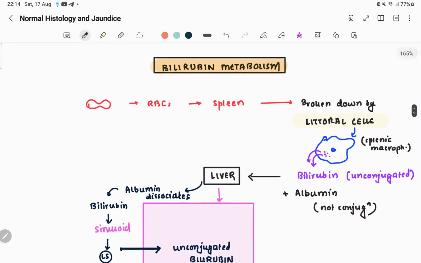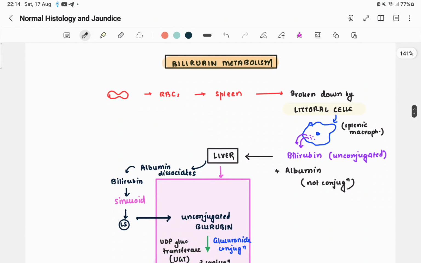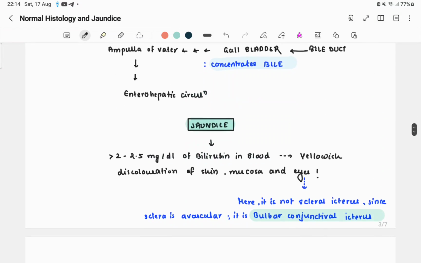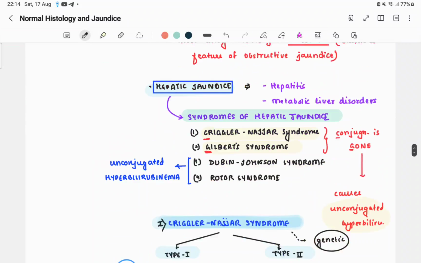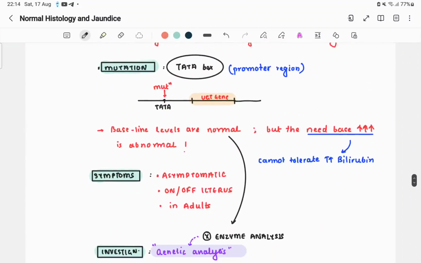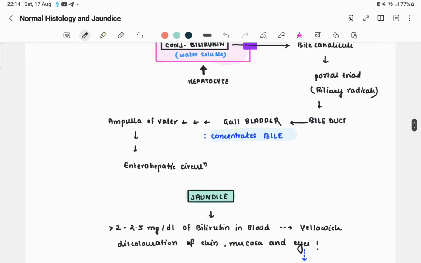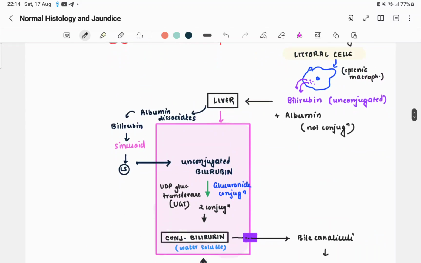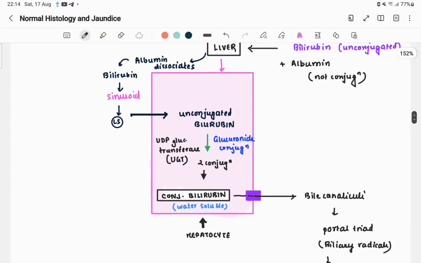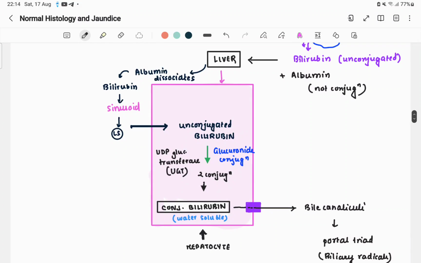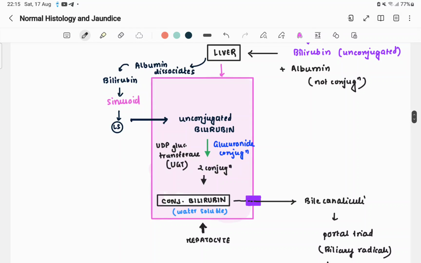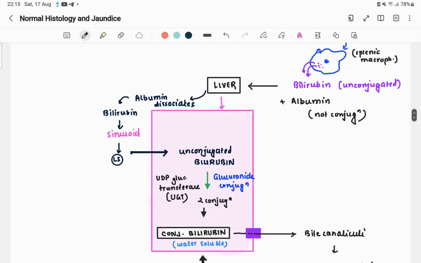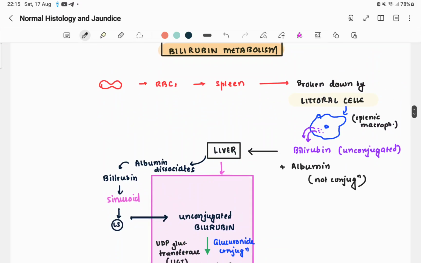Then let's talk about bilirubin metabolism, and this will be important since we'll discuss jaundice. We'll discuss all the causes of jaundice. Jaundice as a whole is given in many chapters, but the syndromes of jaundice are important from the pathology point of view, like Crigler-Najjar syndrome, Gilbert syndrome, Rotor syndrome and all. So let's first discuss bilirubin metabolism.